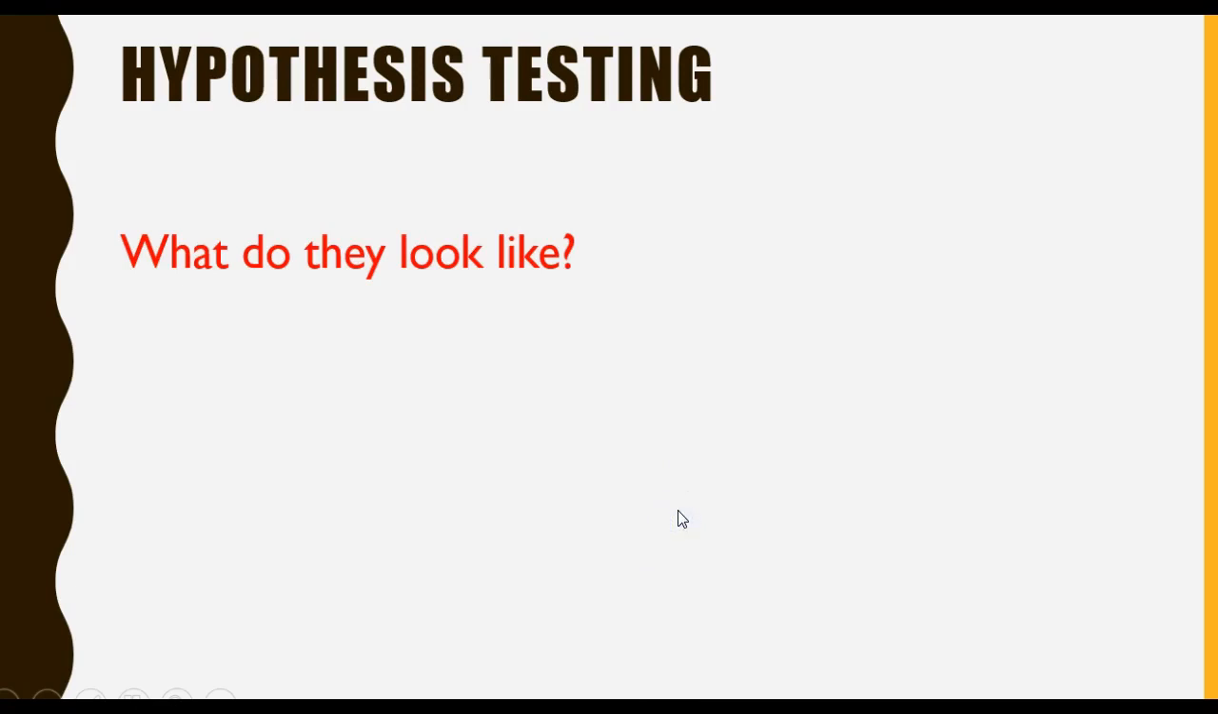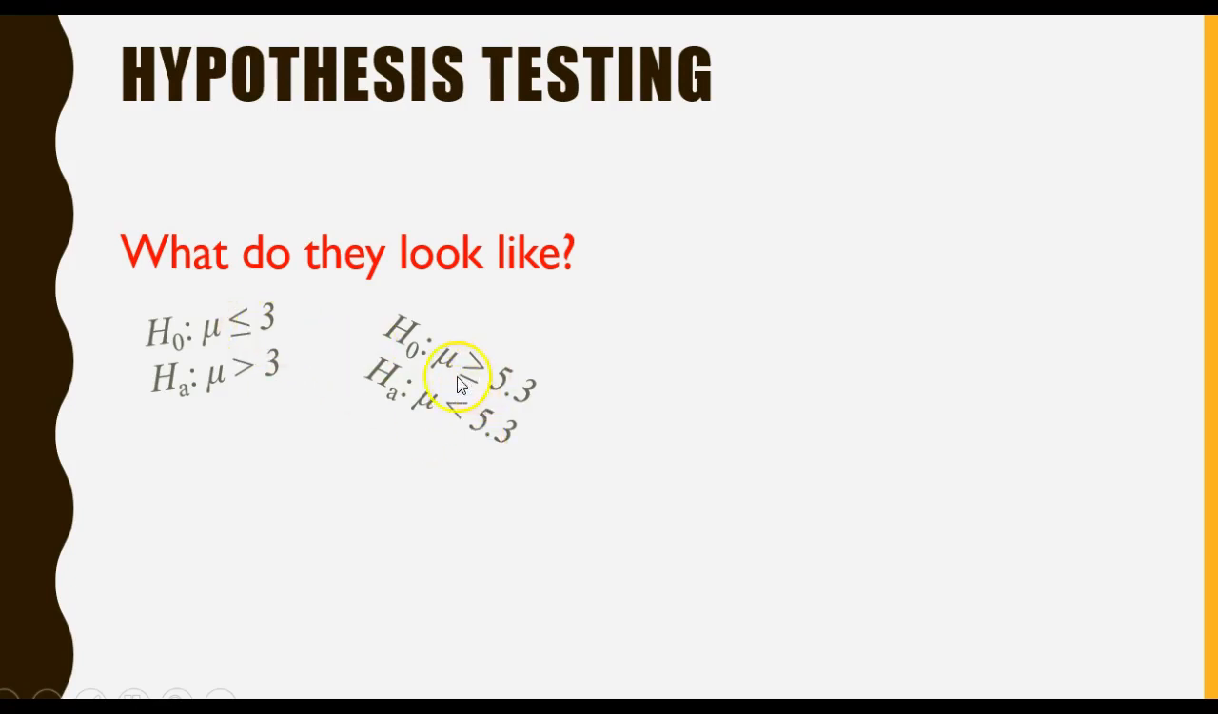What do they look like when you are writing these things? Well, I could have the null hypothesis is that the population mean is less than or equal to 3. The alternative would be that it's greater than 3. I could have that the population mean is greater than or equal to 5.3. The alternative is that it's less than 5.3.